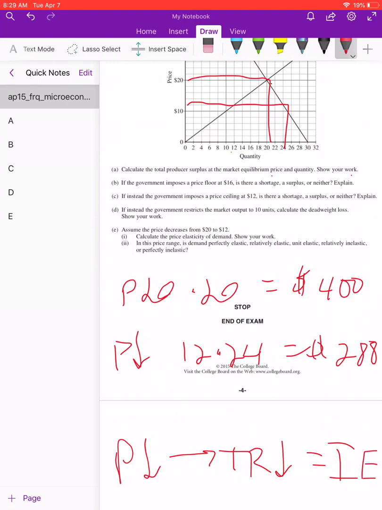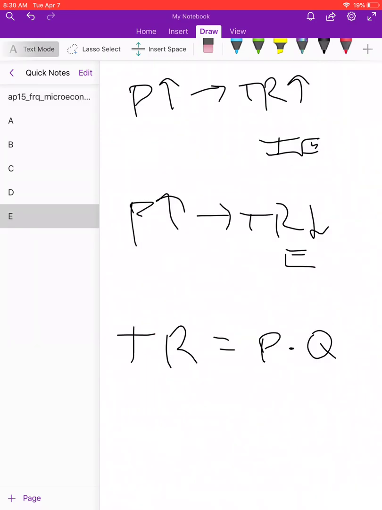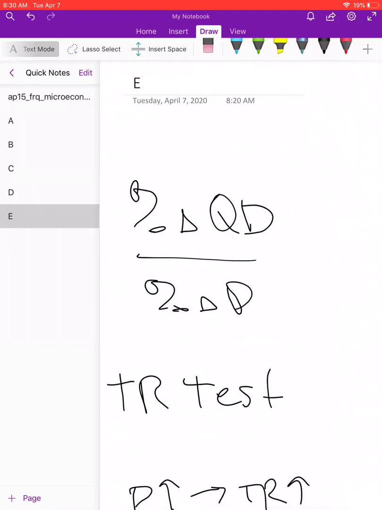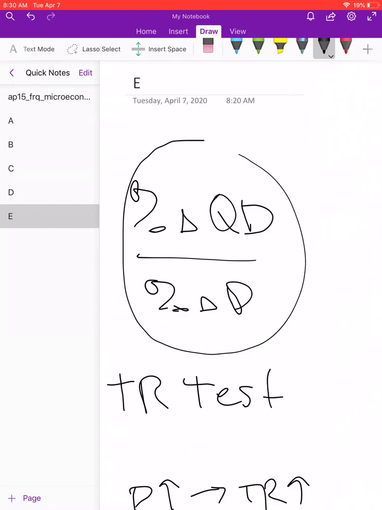Because if price would have gone down and total revenue would have gone up, then more people would have bought the good. That would have been an elastic good. So when it says calculate the price elasticity of demand, show your work, for E1, that meant that you had to use the percentage change method that I used. And the percentage change method that I used, if you recall, gave 0.5.